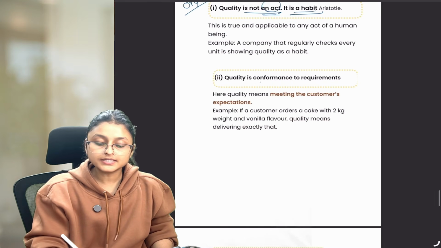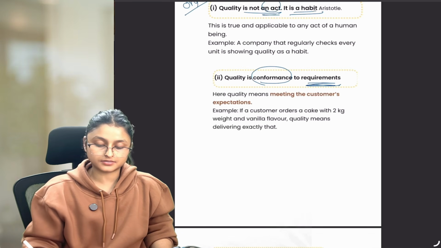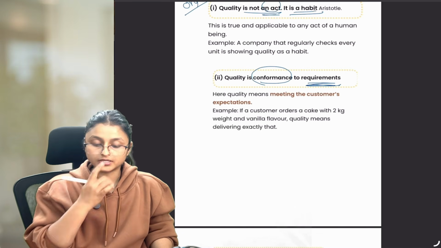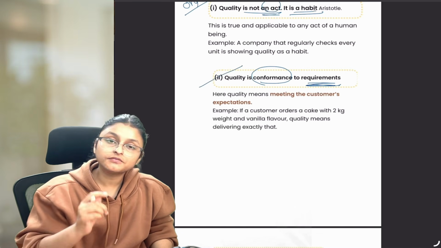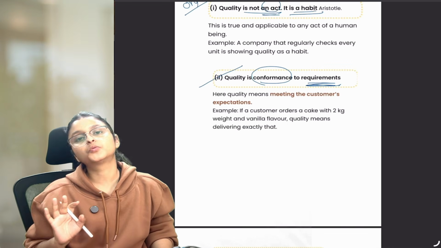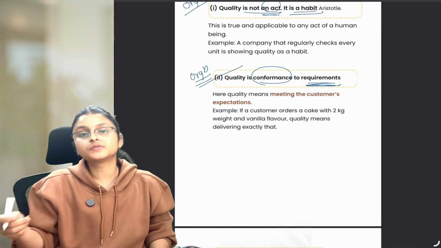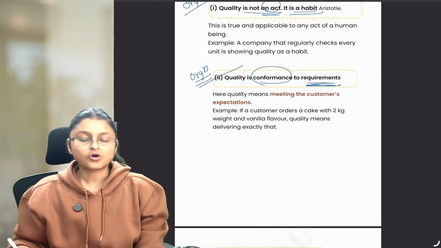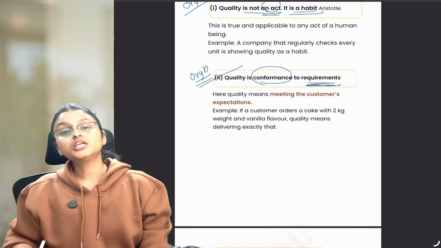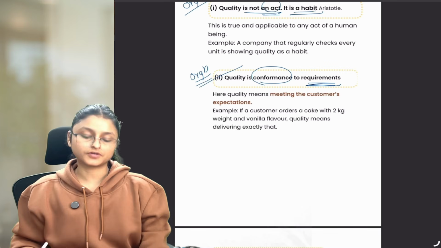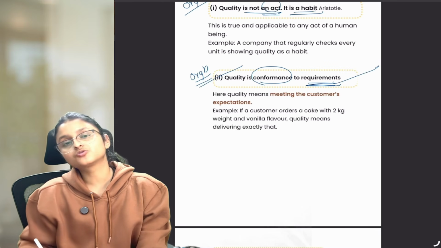Next, quality is conformance to requirements. When we focus on quality, we want that whatever the customer is wanting, we have to provide that. Here also we are focusing on how the organization will think about quality. So the organization will think that we need to fulfill the expectations of customers. That is what conformance to requirement is.